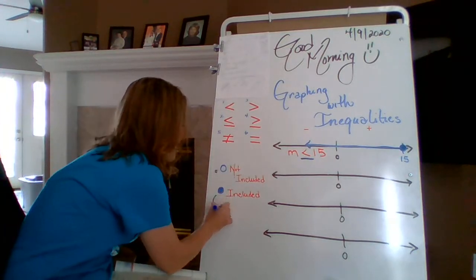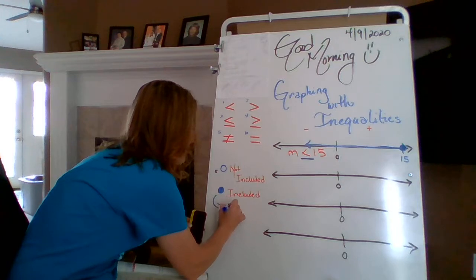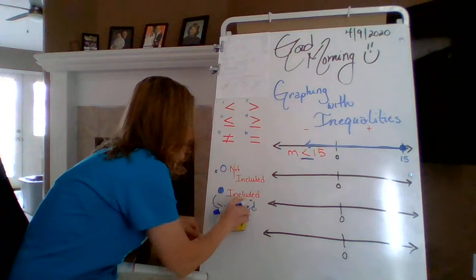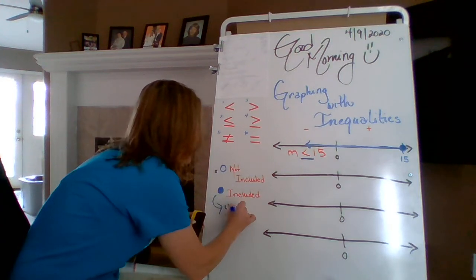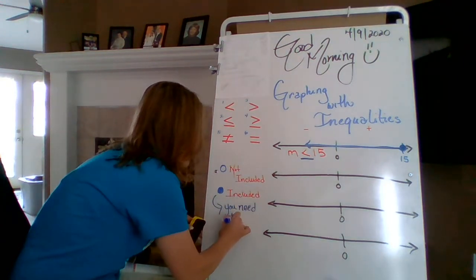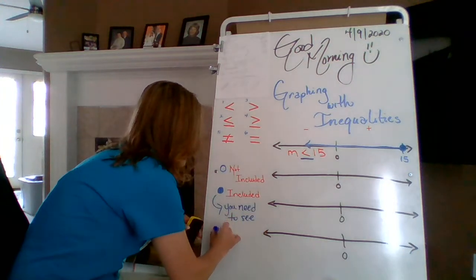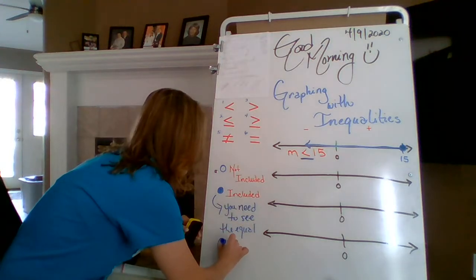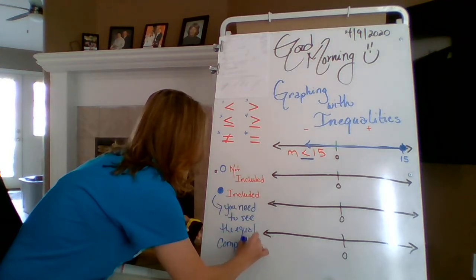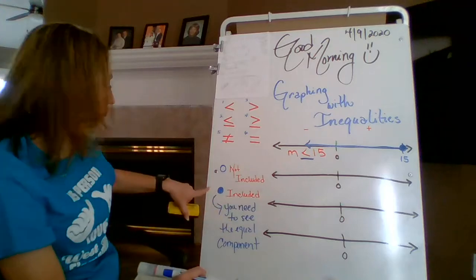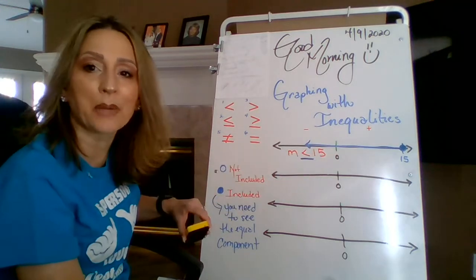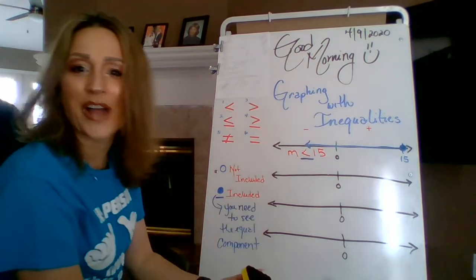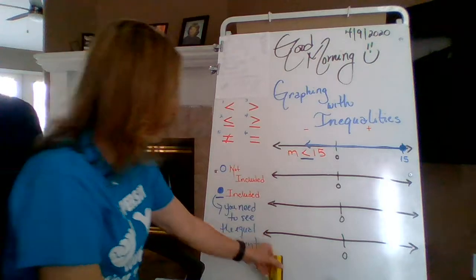So, for it to be included, I'll make this little note, you need to see the equal component. So if you want to have a filled in plotting point on your number line, you better see that equal sign, okay? Equal to, all right?